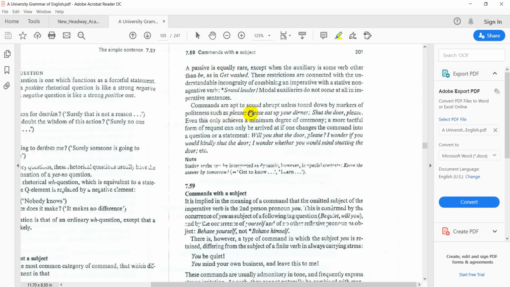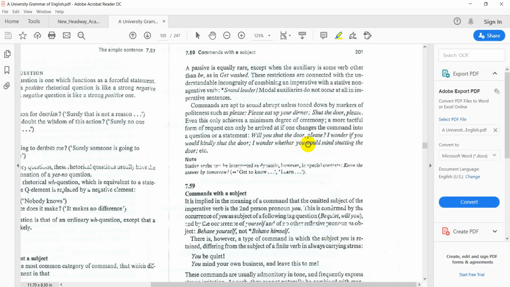Commands are apt to sound abrupt unless toned down by markers of politeness. So commands are sometimes connected with markers of politeness, like please eat up your dinner. Shut the door, please. Sometimes we want to be more polite, not to be harsh. So we use the markers of politeness, and we use please.